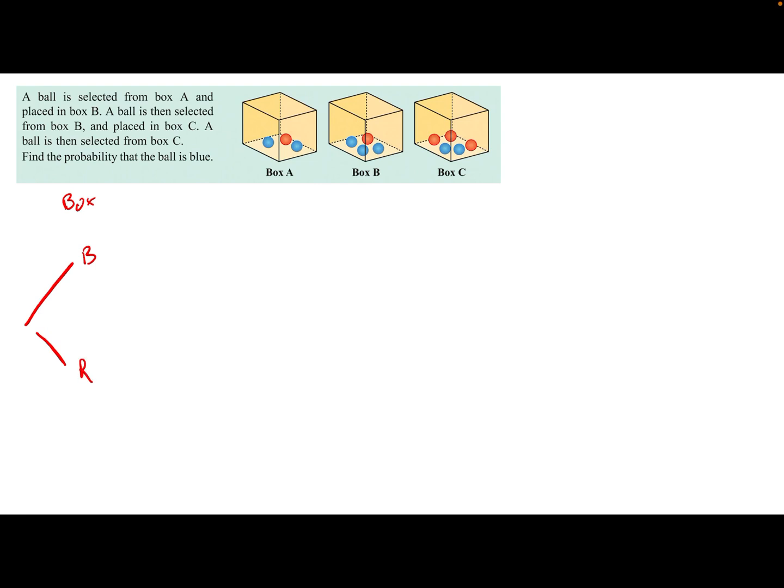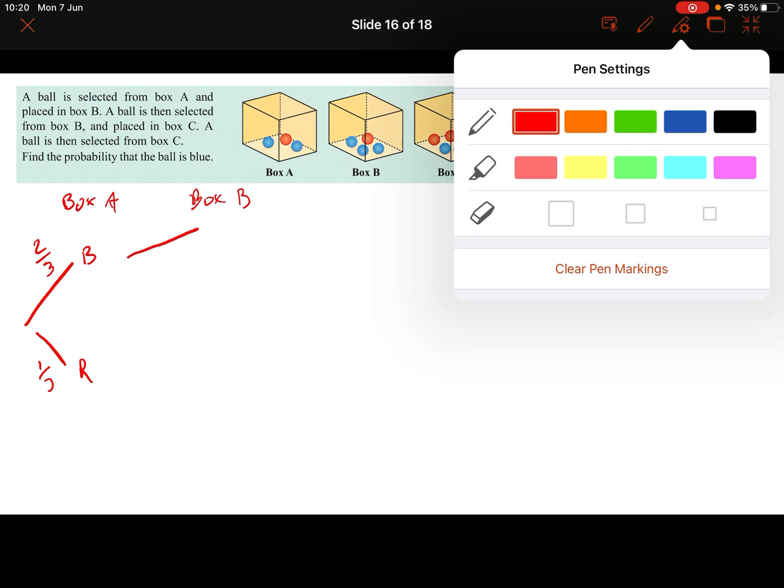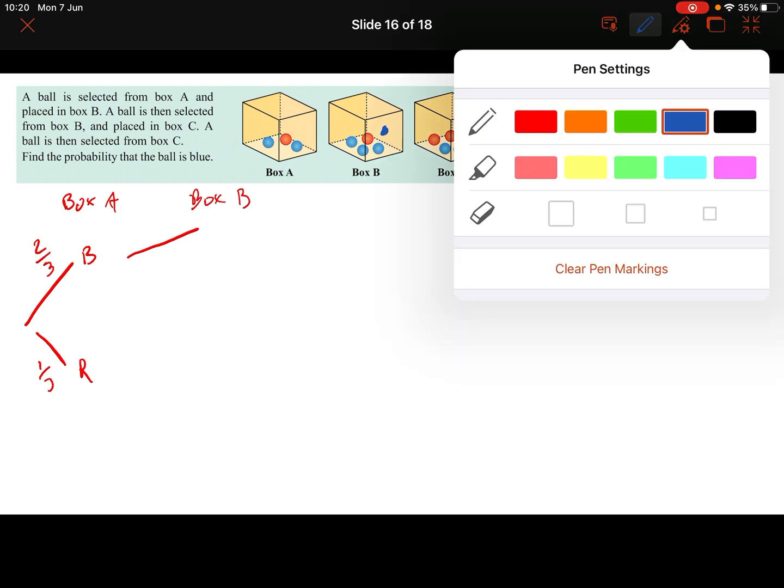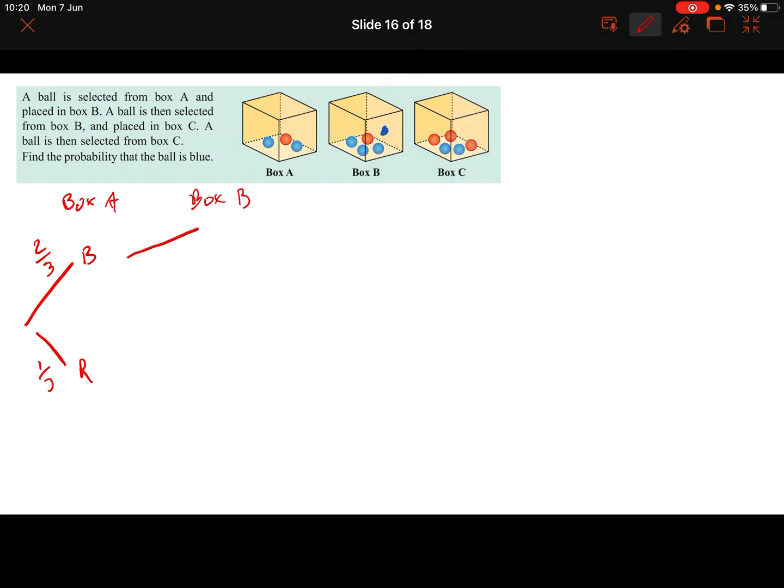So the first event is box A, and we can take a blue or a red, and it's going to be 2/3 and 1/3. Now we've got to consider that what we're doing is we are putting whatever we took out of box A into box B. So that means if I took a blue out first, I've now put a blue into box B. So what are my probabilities? I can still take a blue or a red, but the probabilities are 4/5 of blue and 1/5 of red.